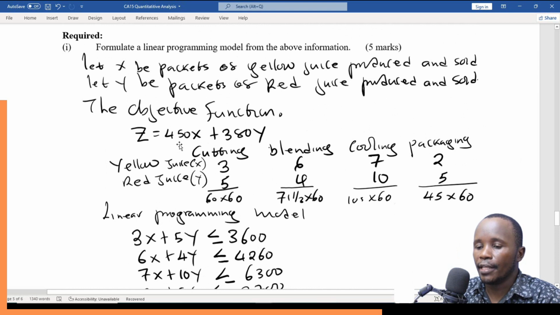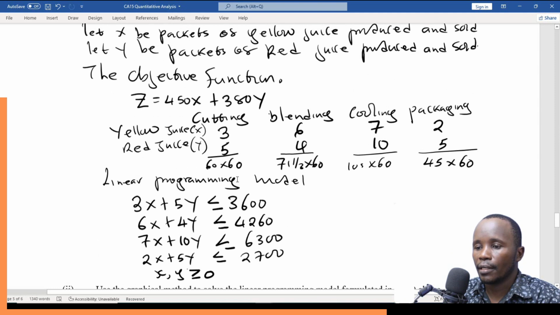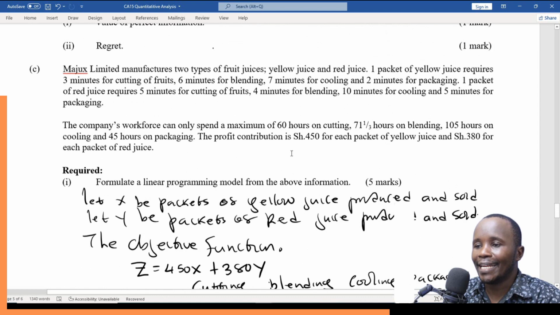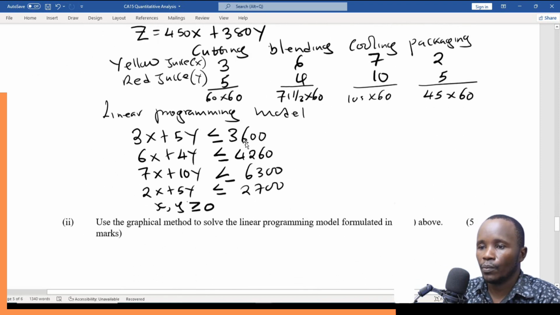And why are we saying that less or equals to 3,600? Less or equals to 3,600 is because the time that is available is 60. This is the time that is available. So you can't use more than that time. Yeah, so it's less or equals to that time. I hope we are clear up to that point.